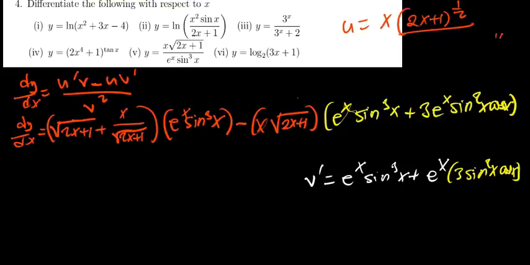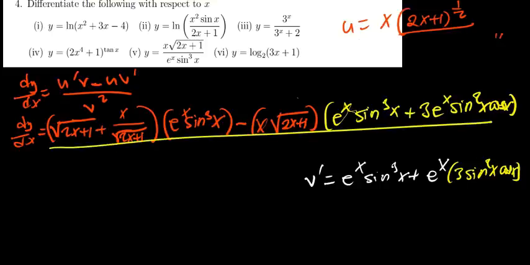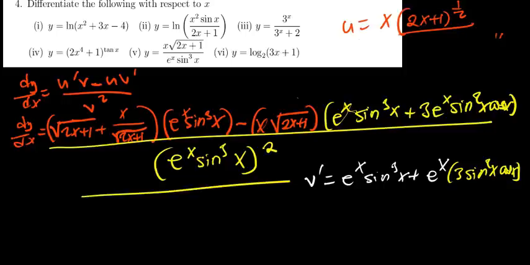Like that. Then I divide everything by v prime, or like v squared from the formula. So my v is e raised to the power x sine to the power 3 like this. Then I have to put this. That becomes my answer.